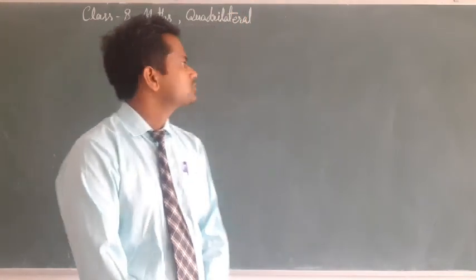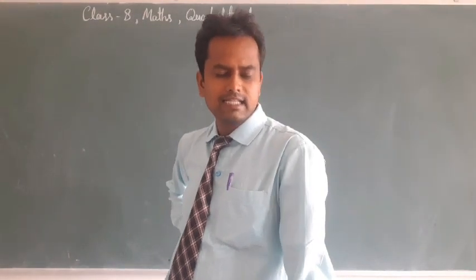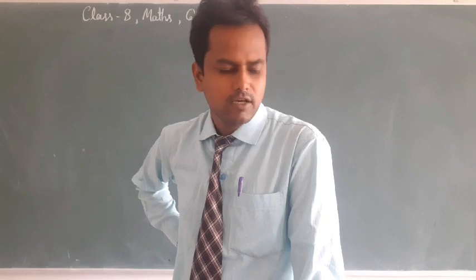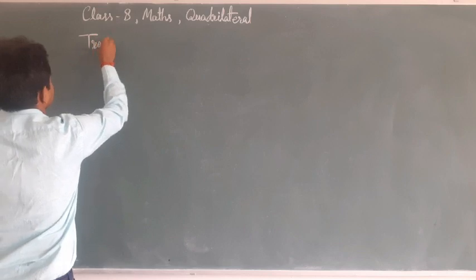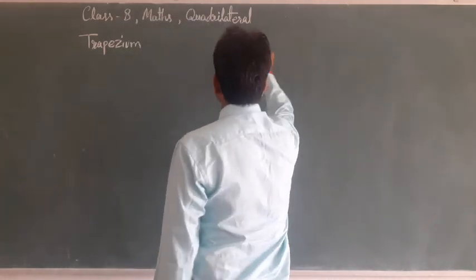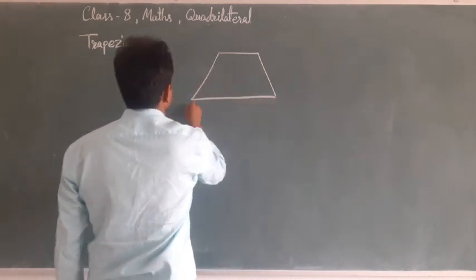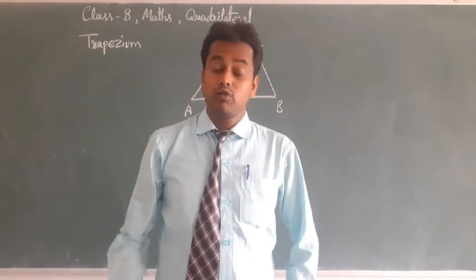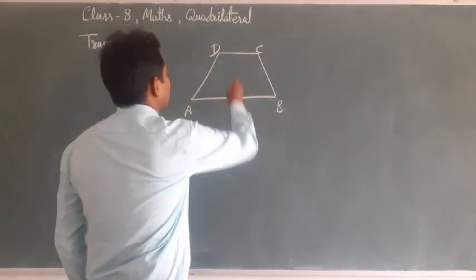Today I am going to tell you about types of quadrilaterals. Quadrilaterals are classified based on the relation of their sides and angles. The first type is trapezium. A quadrilateral with one pair of parallel sides is called a trapezium.